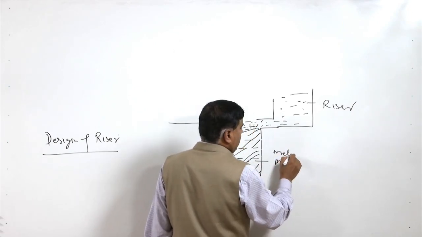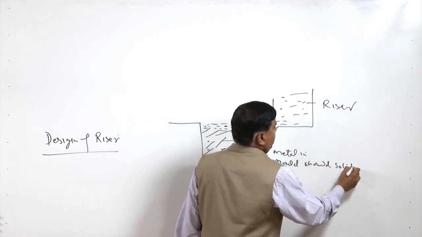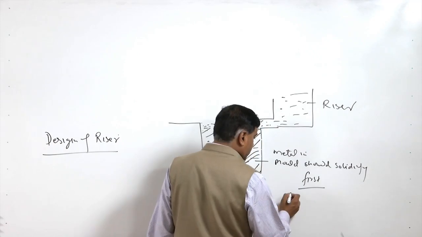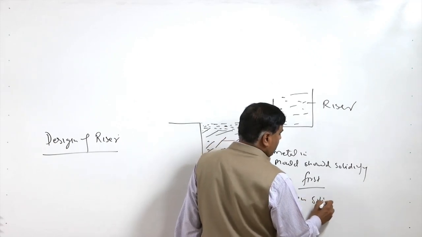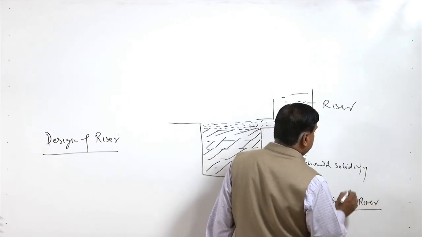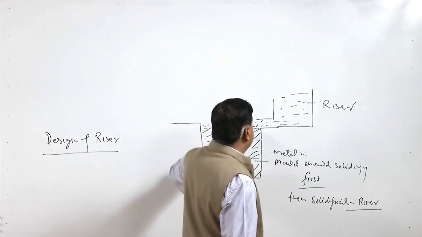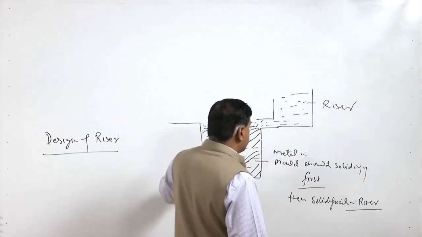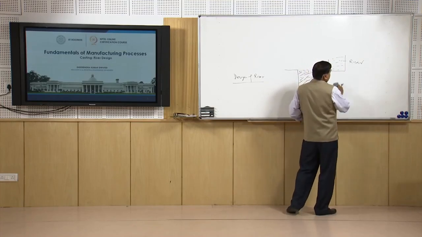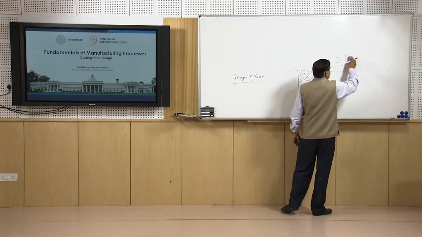So, the metal in the mold should solidify first, and then solidification in the riser should occur. Means the molten metal should solidify in the mold first, so that whatever shrinkage is there can be fed by the molten metal in the riser.